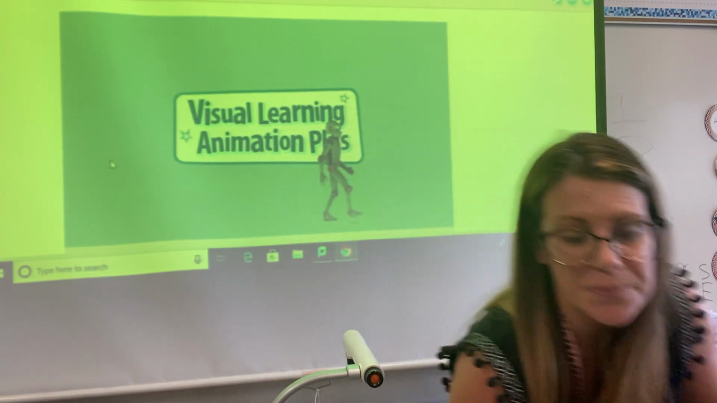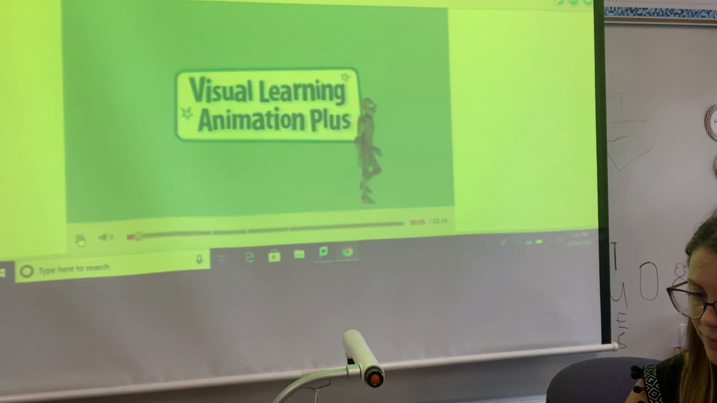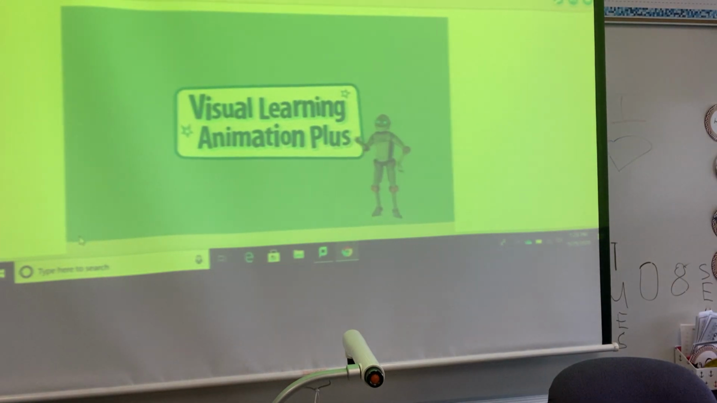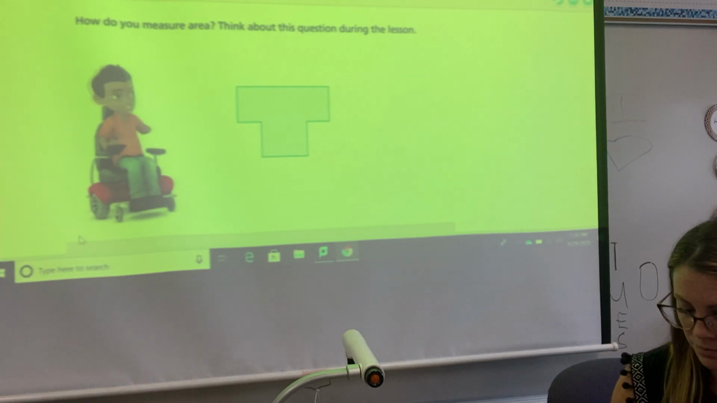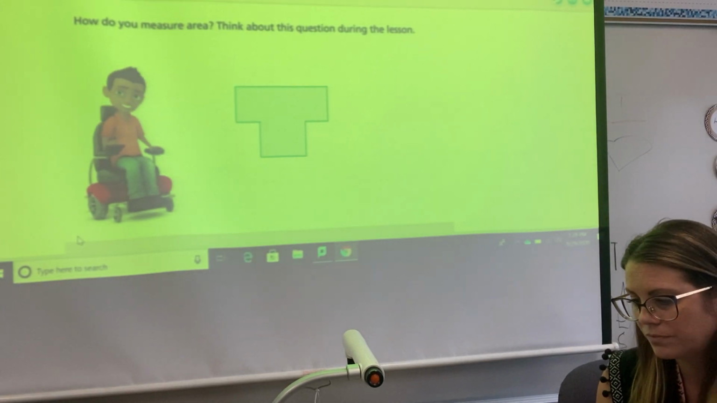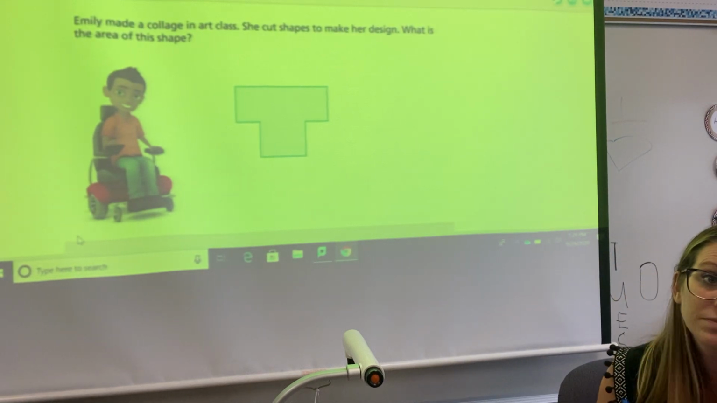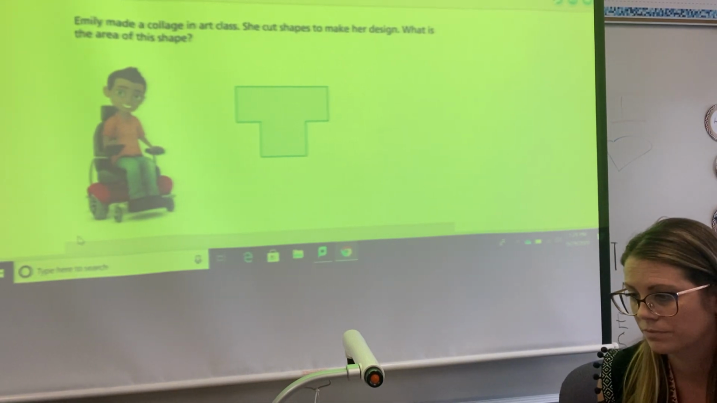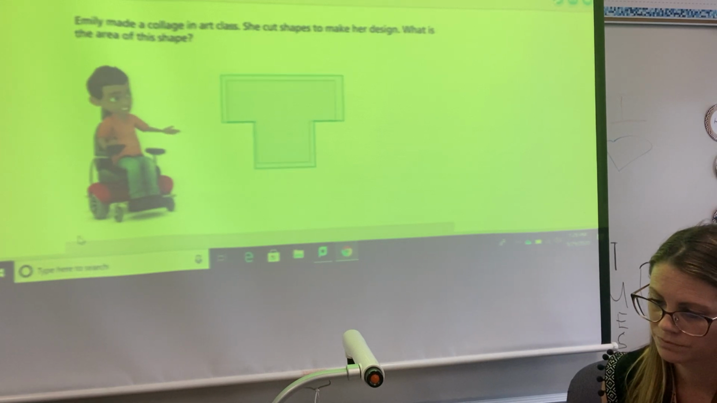All right, here we go. How do you measure area? Think about this question during the lesson. Emily made a collage in art class. She cut shapes to make her design. What is the area of this shape?